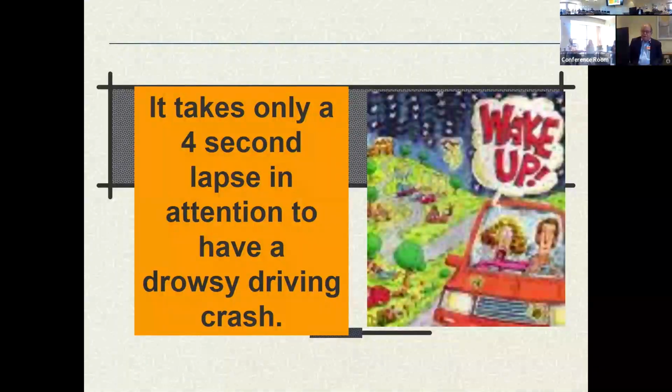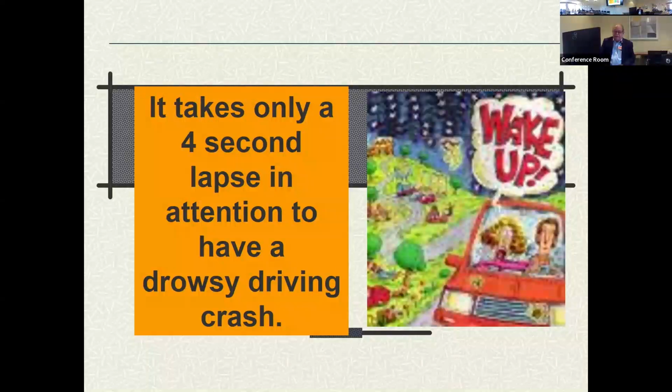So this is the sleepiness stuff. We'll talk about driving. It takes a 4-second lapse of attention. How many people have had drowsy driving on a rumble strip? The rumble strip is the most effective technological innovation to counter drowsy driving. That's why you have those rumble strips.